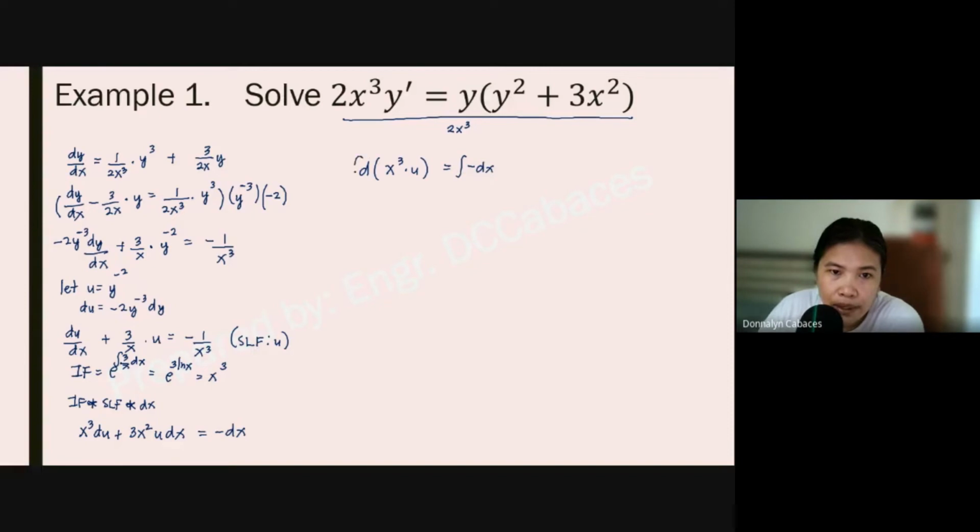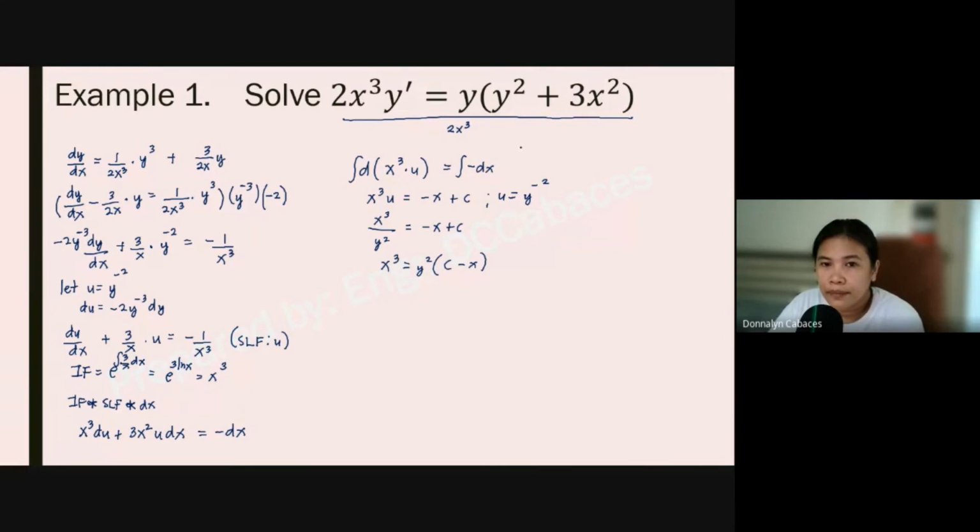And now we integrate both sides. So x cubed u is equal to negative x plus c. But what is u? u is y to the negative 2. So x cubed y to the negative 2, or y squared, is equal to negative x plus c. Or x cubed is equal to y squared times (c minus x). And that is now the solution of the Bernoulli equation. Okay?